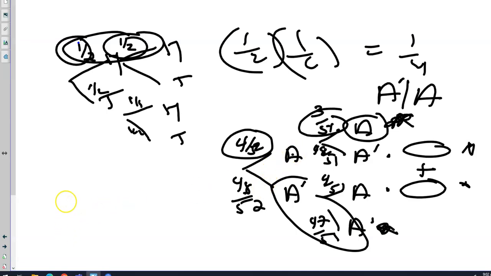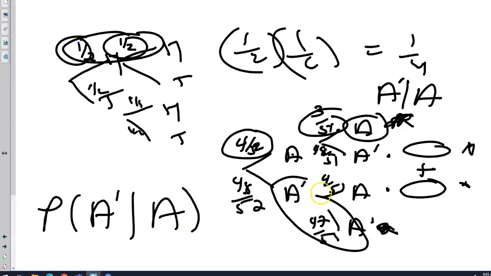So if I wanted to know the probability of a non-ace, given that I drew an ace in the first situation, okay, I want a non-ace given that I drew an ace. So I drew an ace first, and then I want the probability of a non-ace. In this case, if I want the probability of this happening, that's 48 out of 51. So the probability of drawing a non-ace given an ace is 48 out of 51.